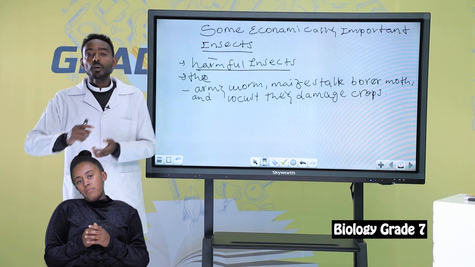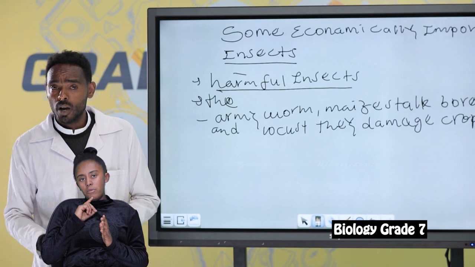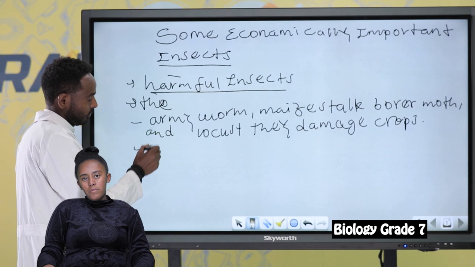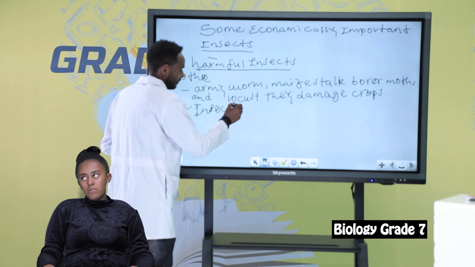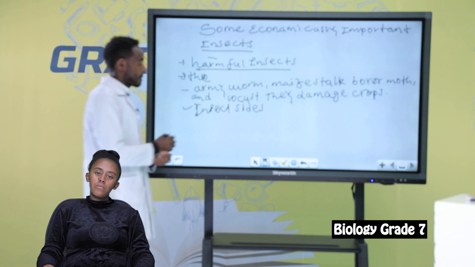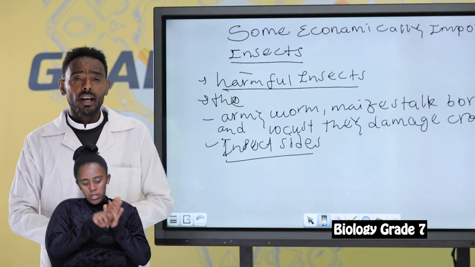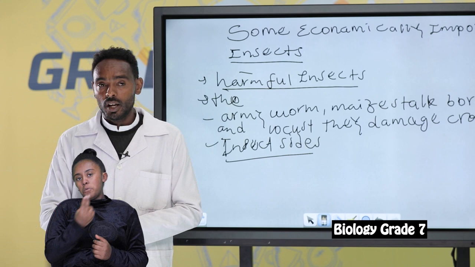Dear student, what does insecticide mean? I will give you some time to think about the question. Okay, let us see together what insecticide means. Insecticide is a chemical used to kill or destroy insects. Now, to control the tsetse fly, we can use spraying insecticide.